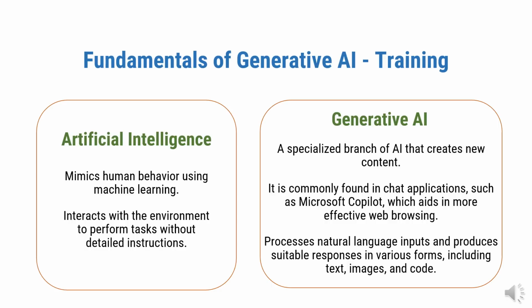Fundamentals of generative AI training. Artificial intelligence mimics human behavior using machine learning, interacts with the environment to perform tasks without detailed instructions. Generative AI, a specialized branch of AI that creates new content. It is commonly found in chat applications such as Microsoft Copilot, which aids in more effective web browsing, processes natural language inputs, and produces suitable responses in various forms, including text, images, and code.